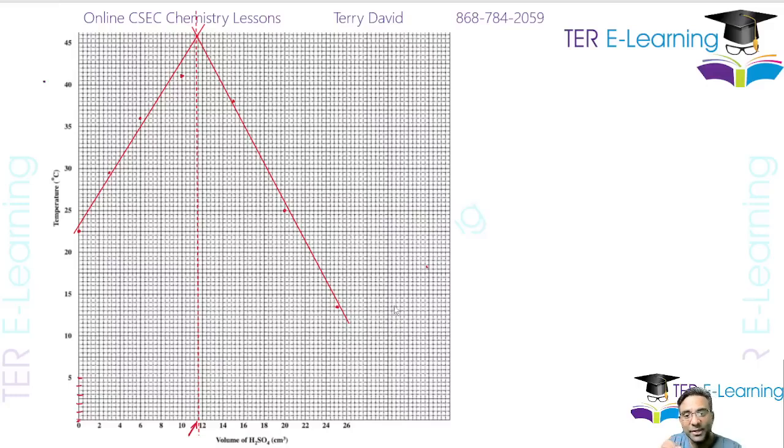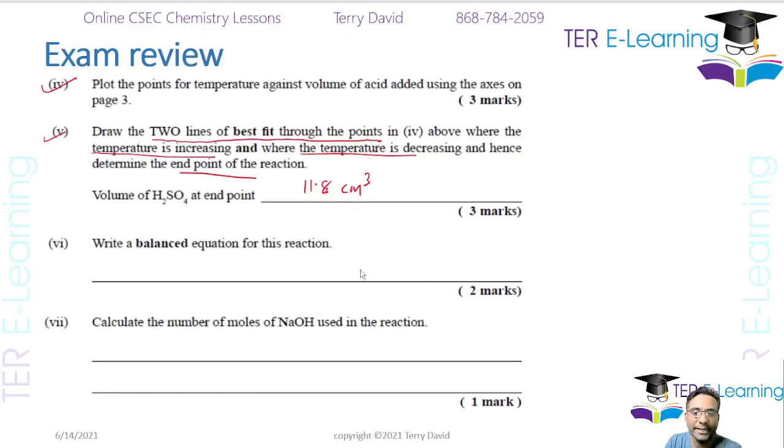The tendency for students to draw a smooth curve is high. They want to draw a smooth curve, right? That's not what you have to do in this particular question. You're drawing 2 straight lines, and where they intersect, that will give us our maximum temperature, and we're going to read off the volume that corresponds to this maximum temperature. So in this case here, I've gotten 11.8.